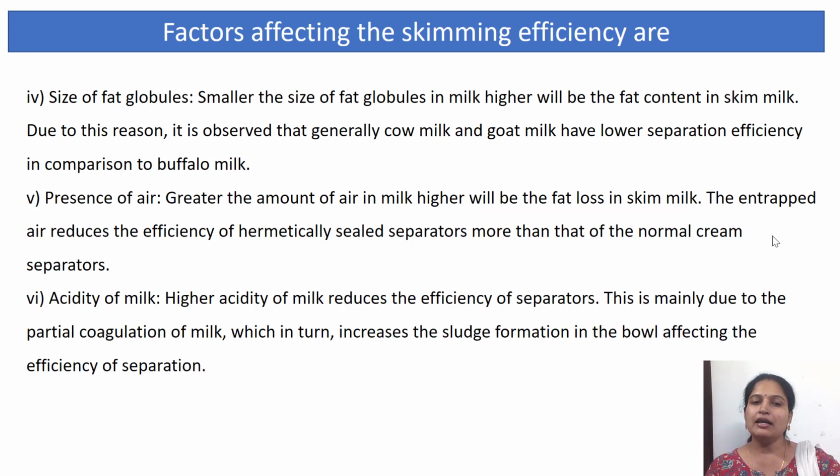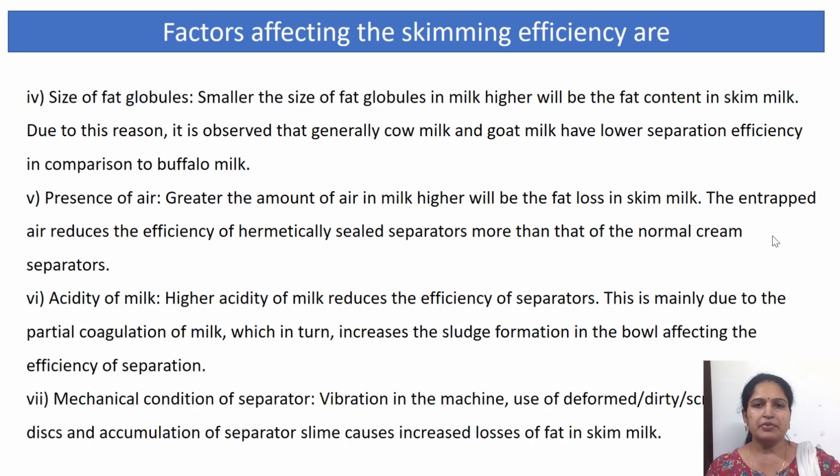Acidity of milk. Higher acidity of milk reduces the efficiency of separators. This is mainly due to the partial coagulation of milk, which in turn increases the sludge formation in the bowl, affecting the efficiency of separation.